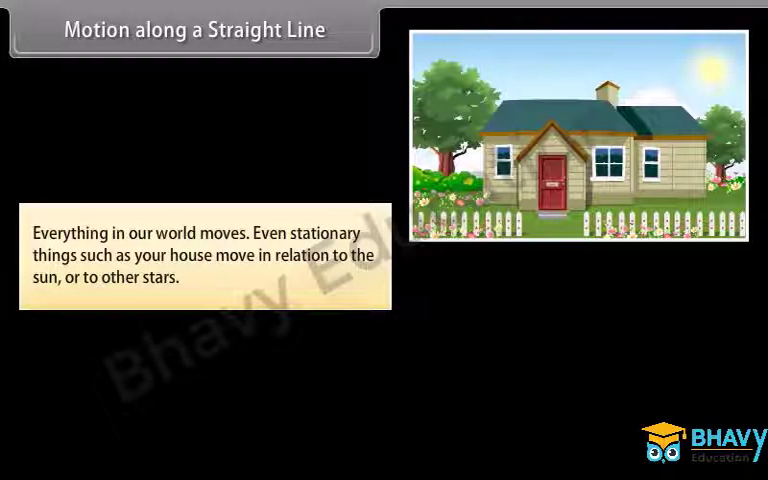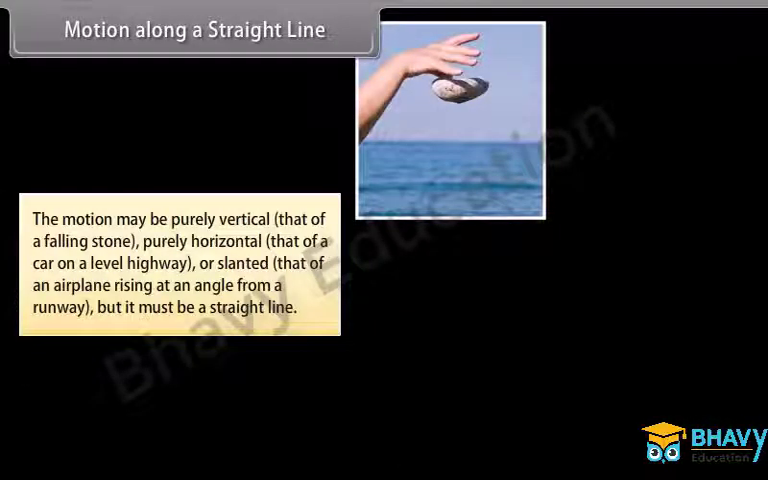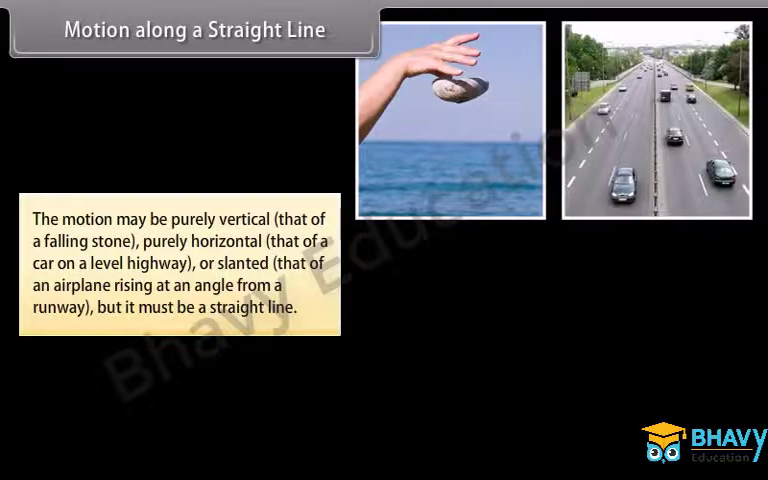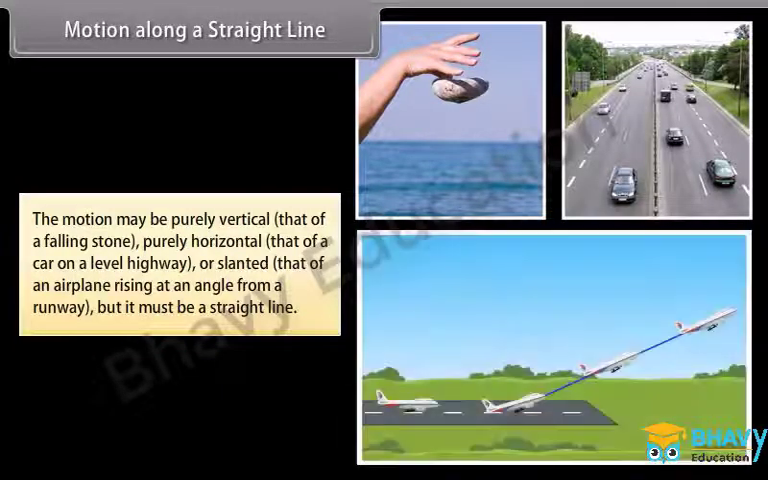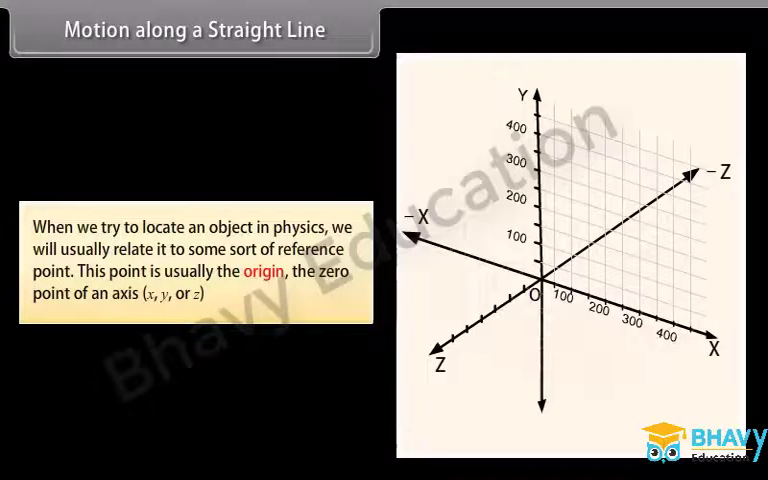Motion along a straight line. Everything in our world moves. Even stationary things such as your house move in relation to the Sun or to the other stars. The motion may be purely vertical, that of a falling stone, purely horizontal, that of a car on a level highway, or slanted, that of an airplane rising at an angle from a runway, but it must be a straight line. When we try to locate an object in physics, we will usually relate it to some sort of reference point. This point is usually the origin, the 0 point of an axis, x, y, or z.